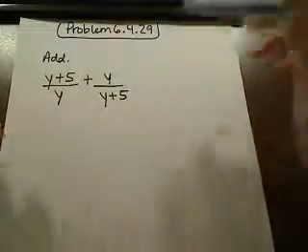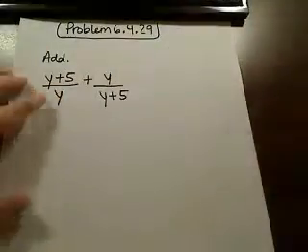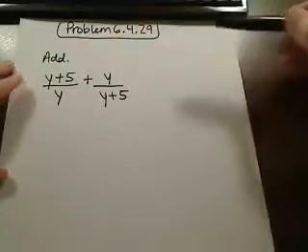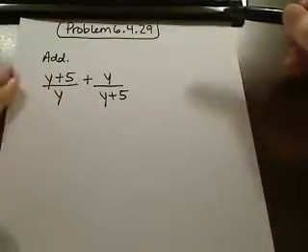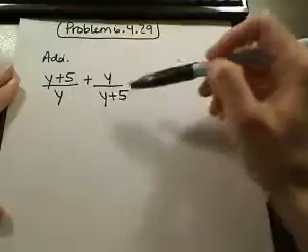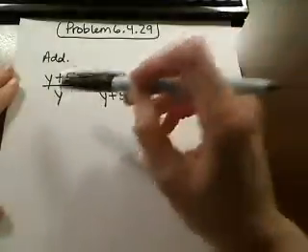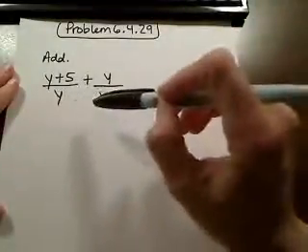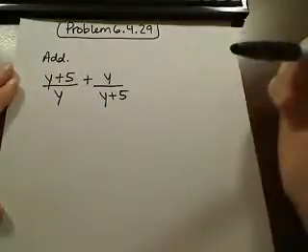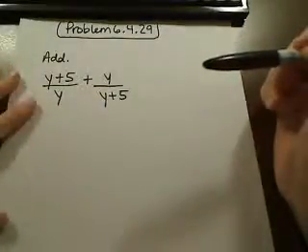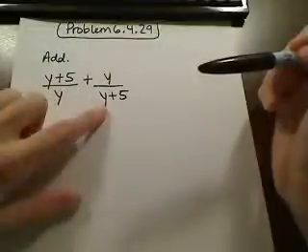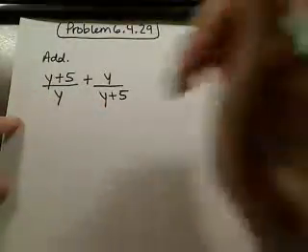All right, this is problem 6.4.29, and we are adding rational expressions here. Whenever we're adding rational expressions, the first thing we need to do is get a common denominator. That's going to involve identifying the LCM for all of the denominators in the problem. So for this problem, with the denominators of y and y plus 5, there's no factoring to be done.